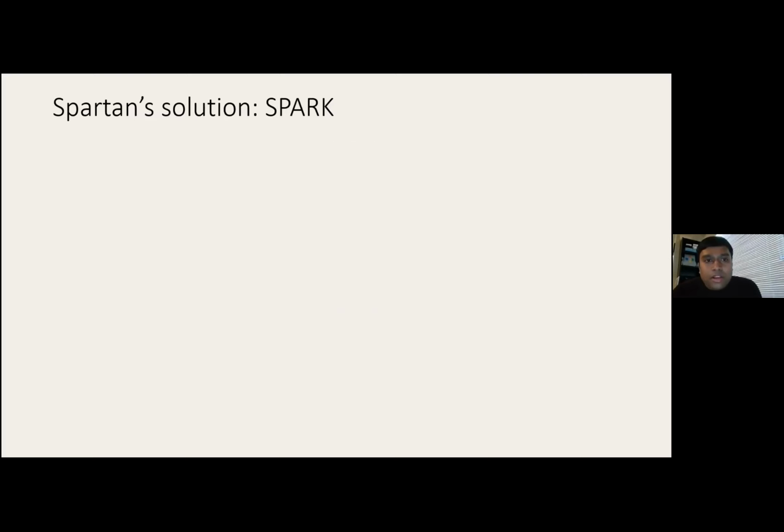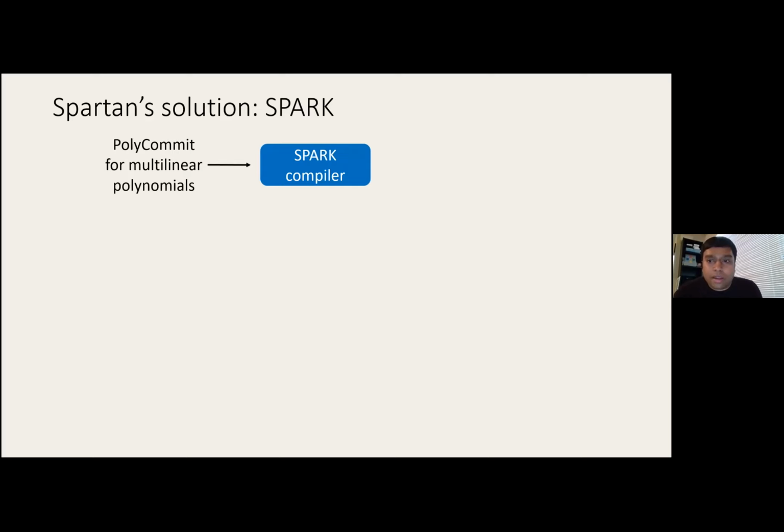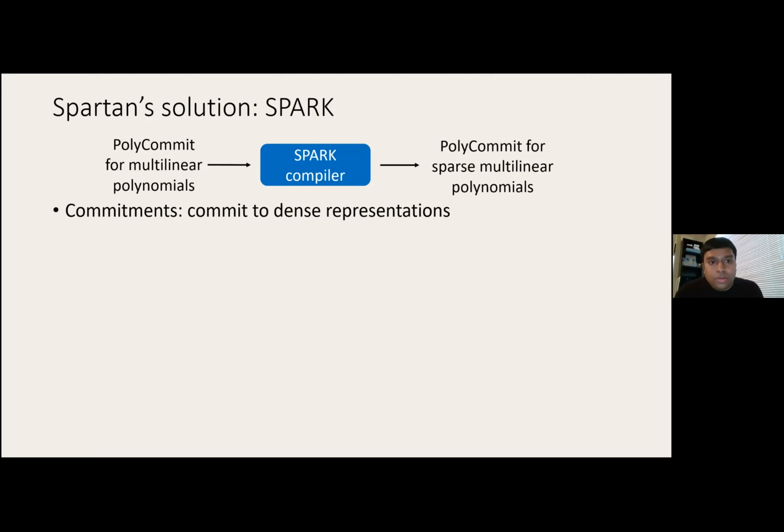So Spartan already had a solution to this problem. The solution is what we call the Spark compiler. It takes an existing polynomial commitment scheme designed for multilinear polynomials, and it gives you a polynomial commitment scheme for sparse multilinear polynomials, where both the commitment time and the proving of sparse evaluations are efficient. And there are two key techniques here.